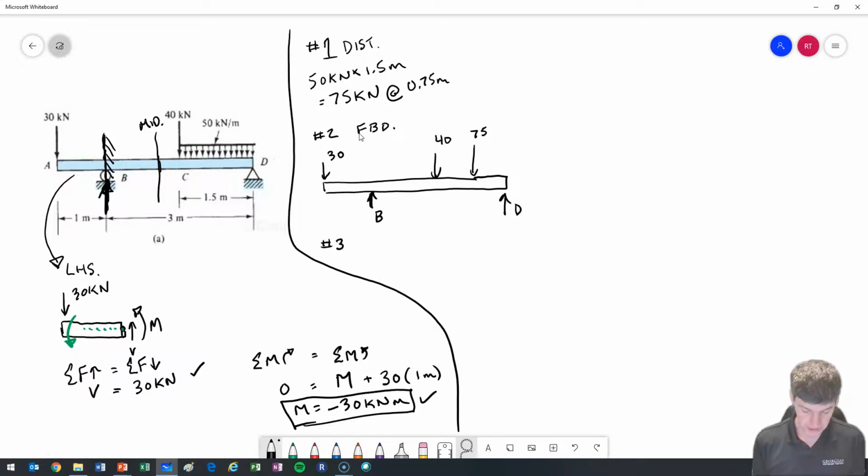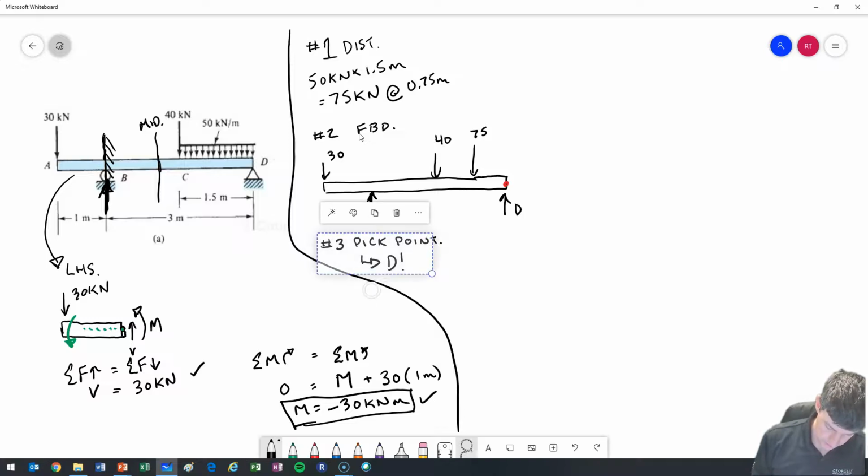Step number 3, I'm going to pick a point, and my criteria for picking a point is usually number 1, pick an unknown force, so either B or D, but give preference to a force that's at an end. So I think D is going to be my reference point, and I'm going to pick D. I probably didn't leave enough space there. I'm going to go, maybe try that.